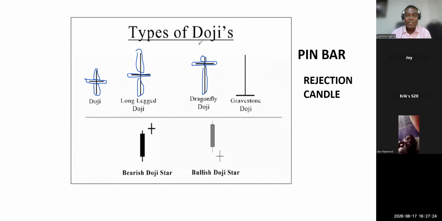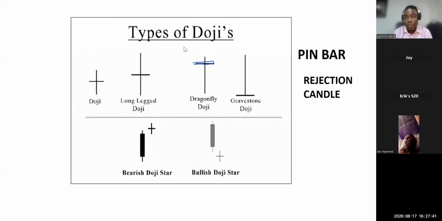So the distinguishing point in the doji is actually the body. The body is very tiny. It's not short, it's tiny. So you can have a long upper, long lower, or short upper, long lower, whichever one, but the body must be a tiny one.